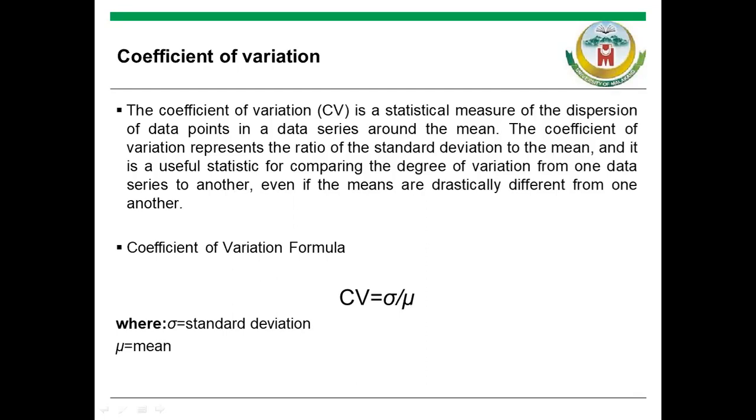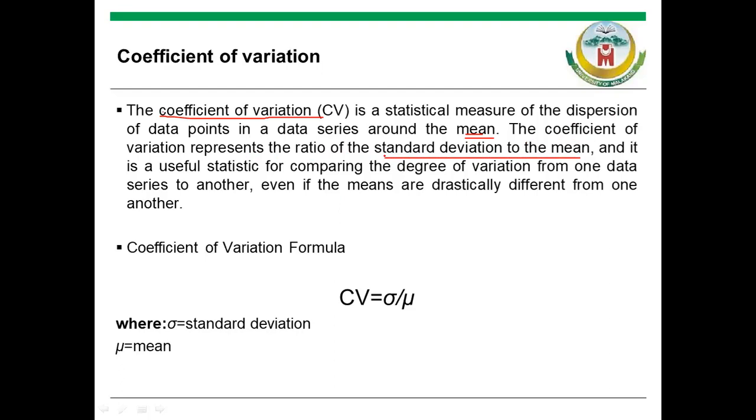The coefficient of variation is a statistical measure of the dispersion of data points in a data series around the mean. Okay, we have already discussed what is mean. So the coefficient of variation is actually measurement of the dispersion or spread of the data points around the mean. The coefficient of variation represents the ratio of the standard deviation to the mean. Okay, so it is a ratio of the standard deviation with the mean.